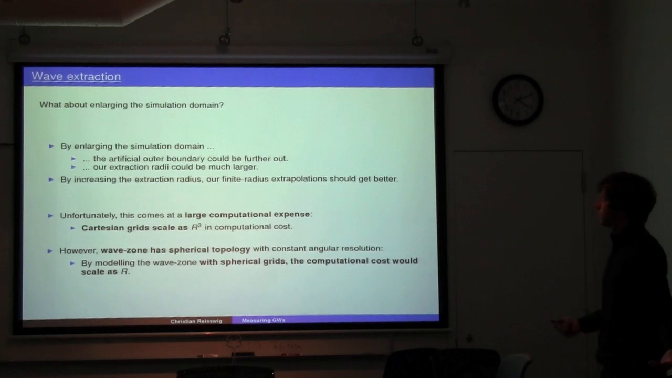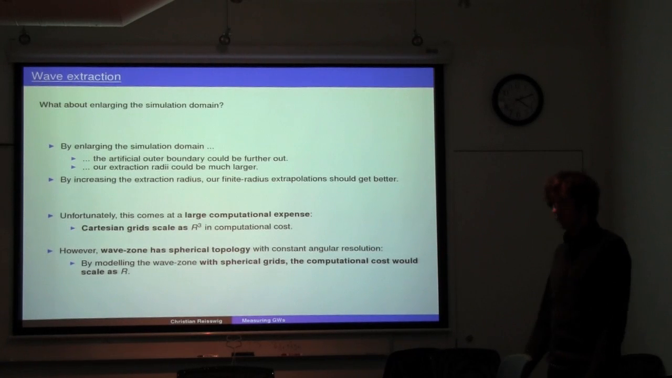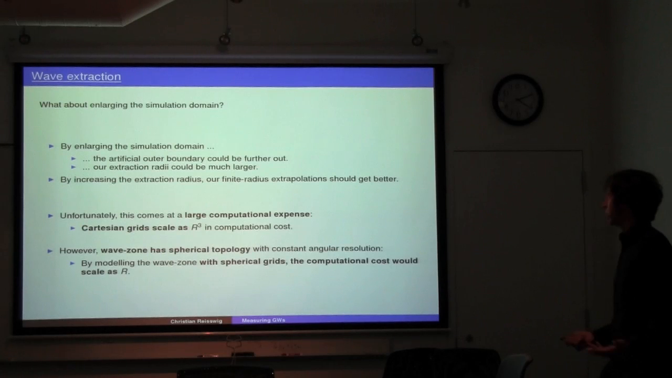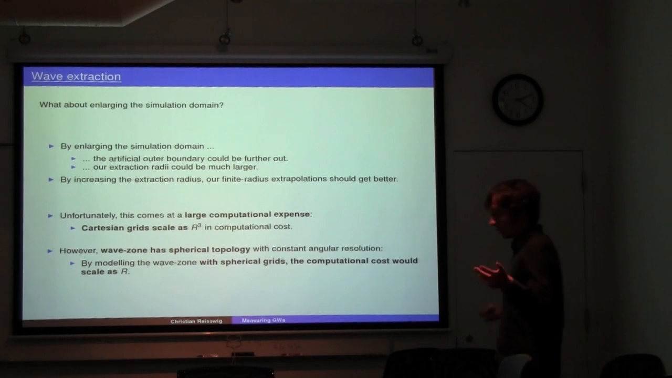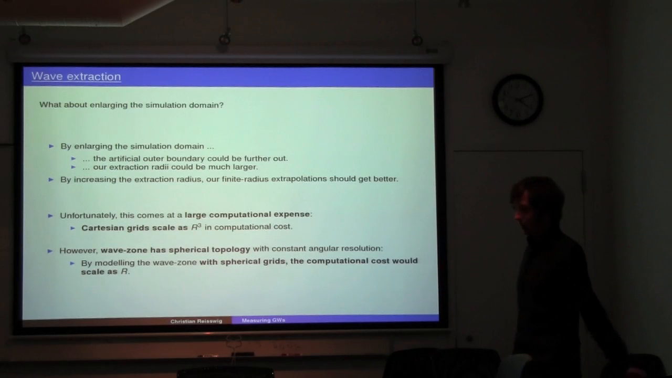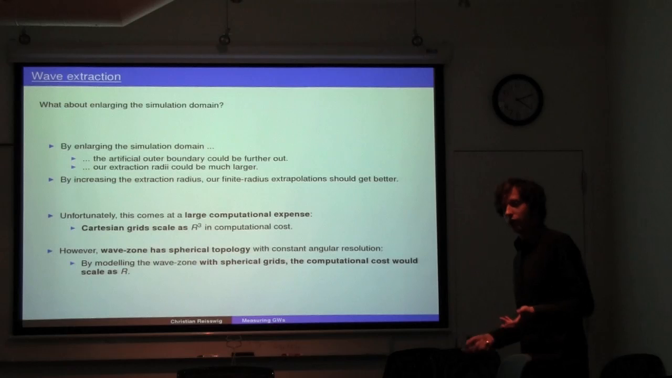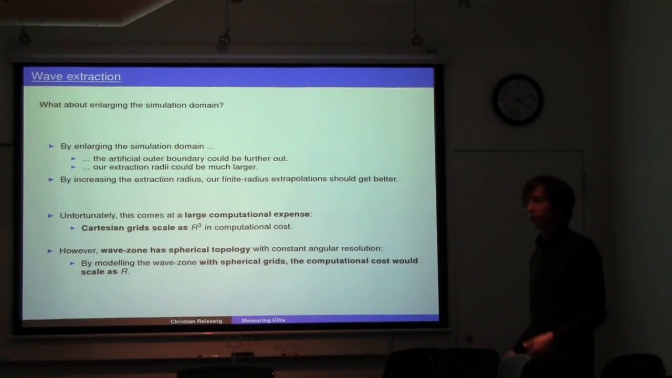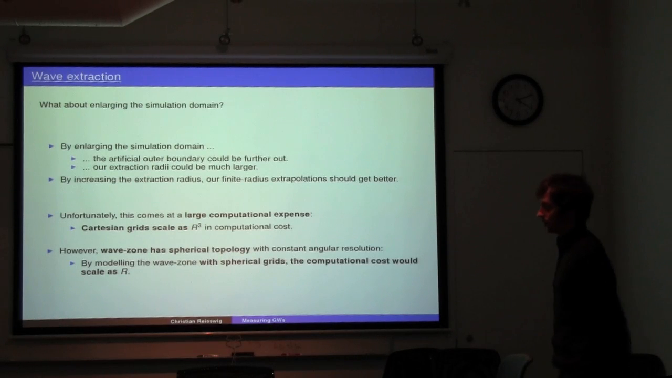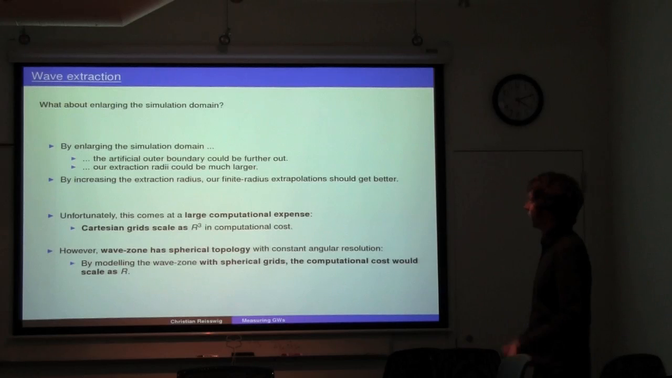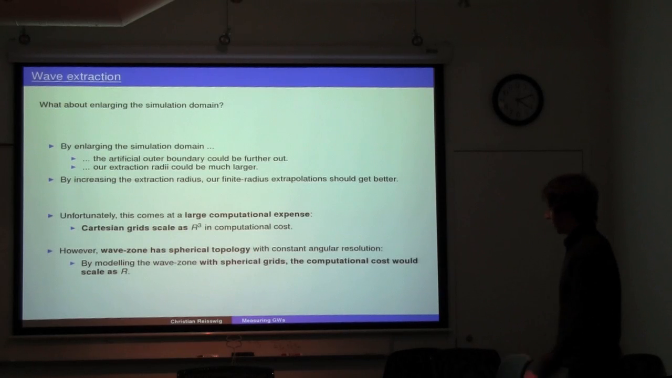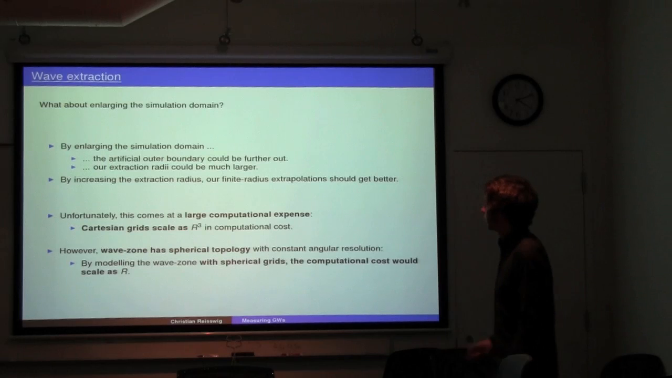So one way, of course, of circumventing this is by enlarging the simulation domain. That would mean that the artificial outer boundary is further out. Our extraction radii could be much larger. And this would mean that extrapolations would eventually become more accurate, because there is simply a larger radius, and as we increase the radius, the answer that we get will be closer to infinity in some sense.